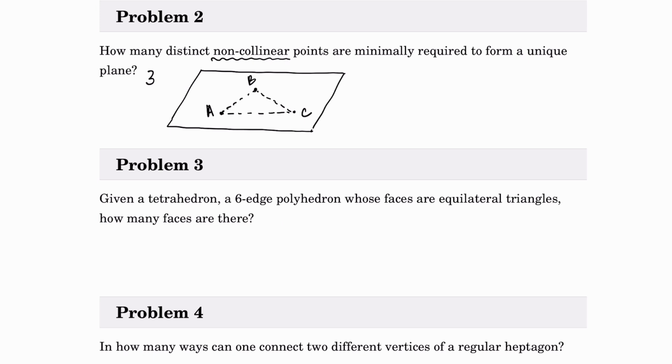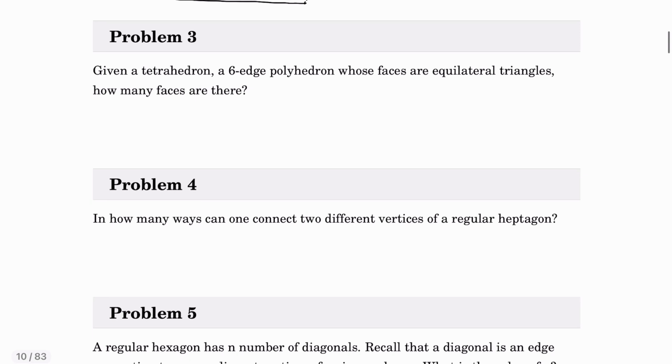Number 3, given a tetrahedron, first of all, we have to remember what a tetrahedron is. A tetrahedron must be a 4-faced figure, and you can call this a pyramid. It must be a 6-edge polyhedron whose faces are equilateral triangles, so definitely this must be a regular tetrahedron. How many faces are there? We can count them directly. We can consider this face that looks towards us, and another one, and you can see the unseen one, and the bottom one. So you can consider this as 4 faces.